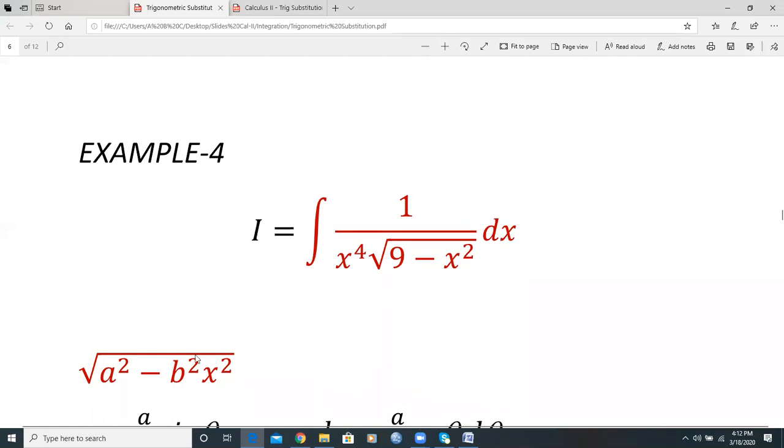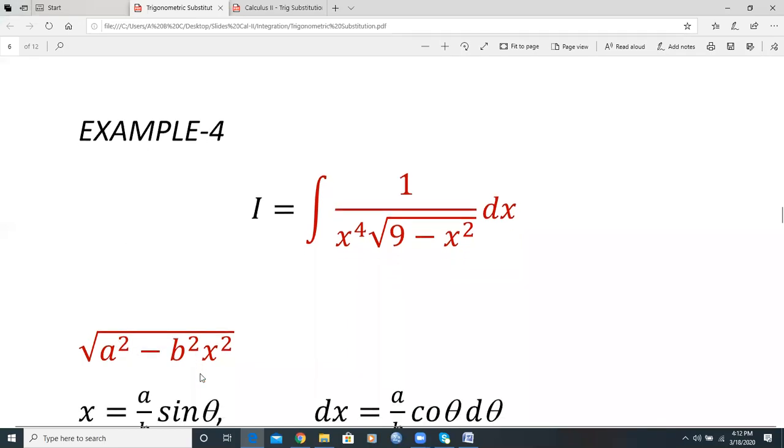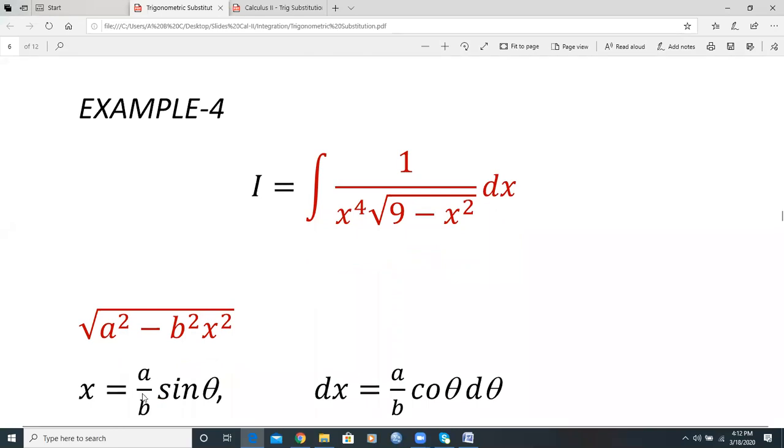Whenever we have an integrand of this form, square root a square minus b square x square, we make the substitution x is equal to a over b sine theta. When we replace this x by a over b sine theta, this term b square x square actually becomes a square sine square theta. And we take a square common, so we are left with square root 1 minus sine square theta.